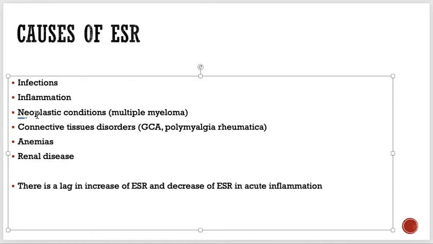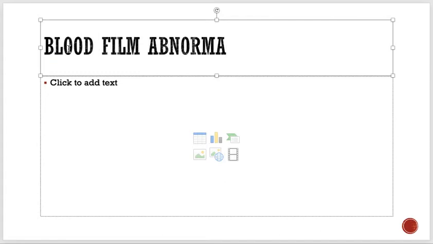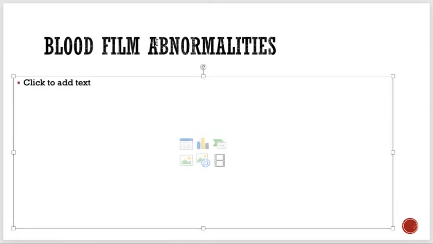Okay, so the third part of this lecture is blood film abnormalities. Now what are blood film abnormalities? If you know what the pathologists do, for example, if someone has malaria, what we do is take his blood, we see the blood under the microscope, we see if there are any parasites in that, merozoites and all this stuff.